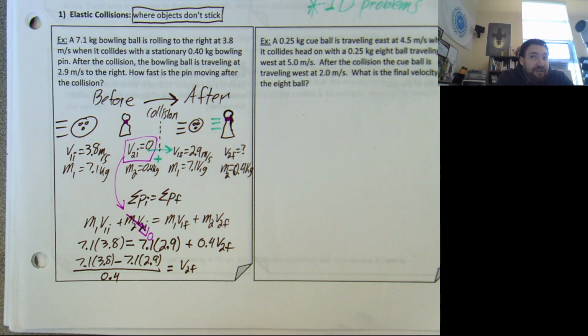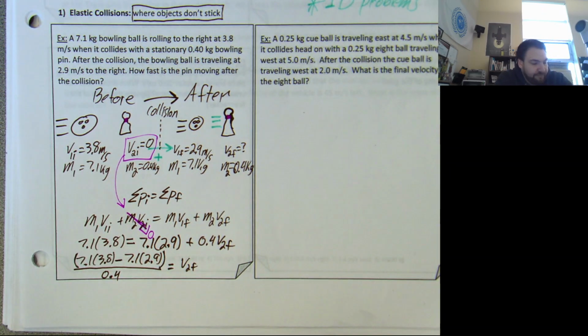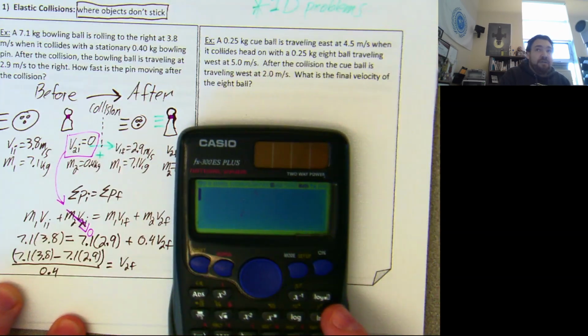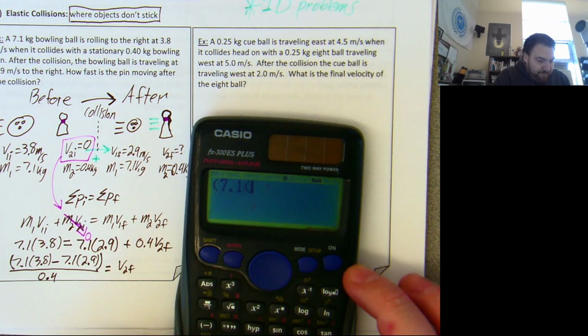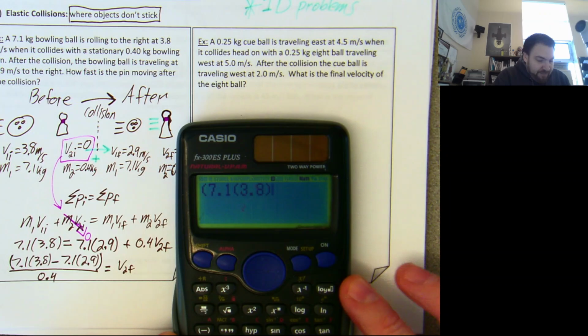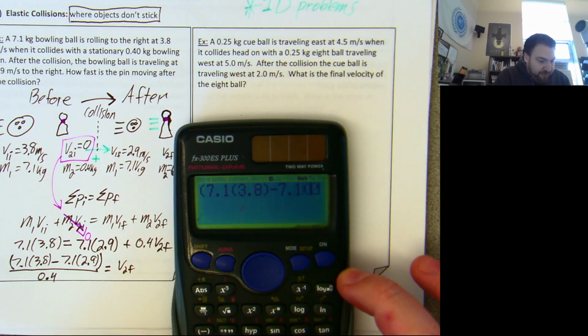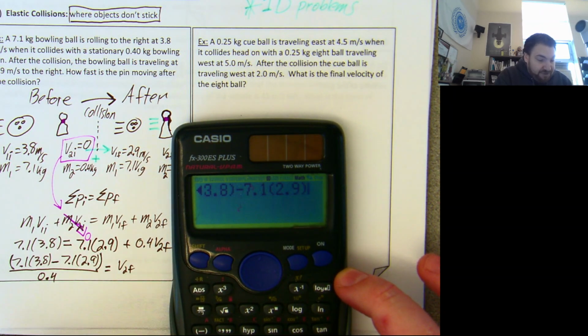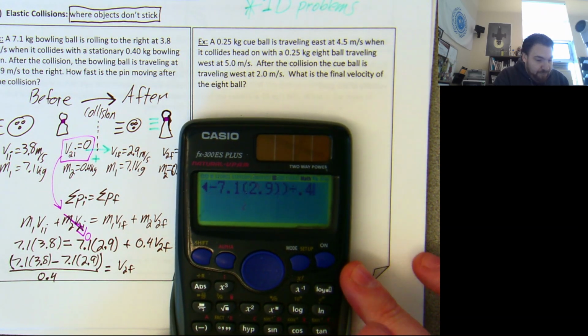Now when you plug this into your calculator, you need to be careful how you do it. If you plug it all in one shot, you need to throw an extra set of brackets around your numerator. So your expression is going to look like this: bracket 7.1, bracket 3.8, close that bracket, minus 7.1, bracket 2.9, close that bracket, close the first bracket we opened, and we're going to divide that whole thing by the mass of the bowling pin. Boom.